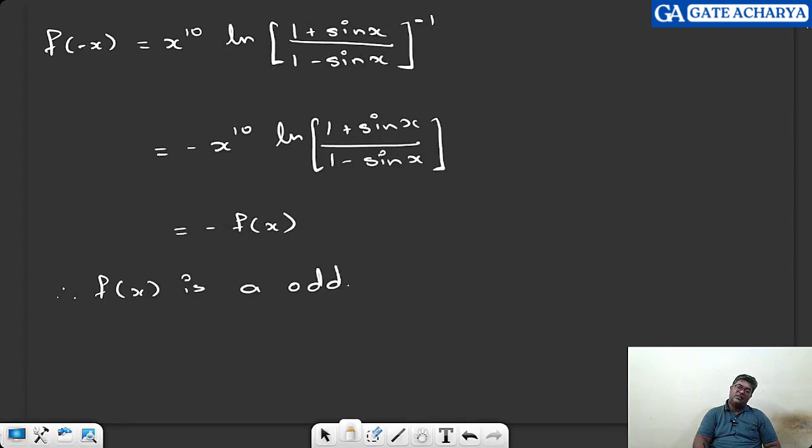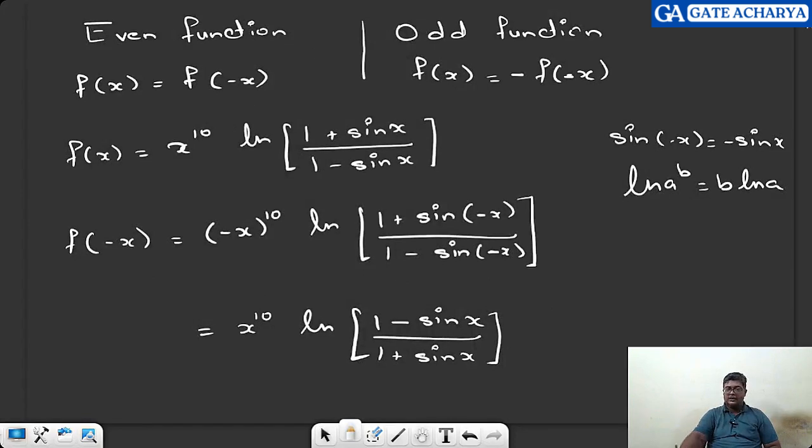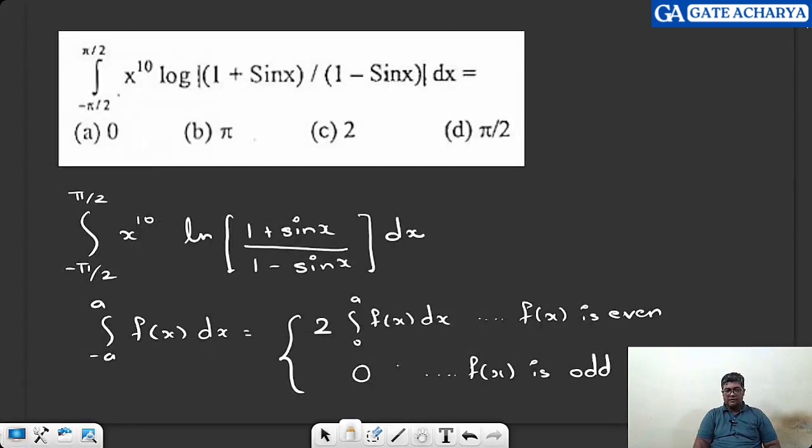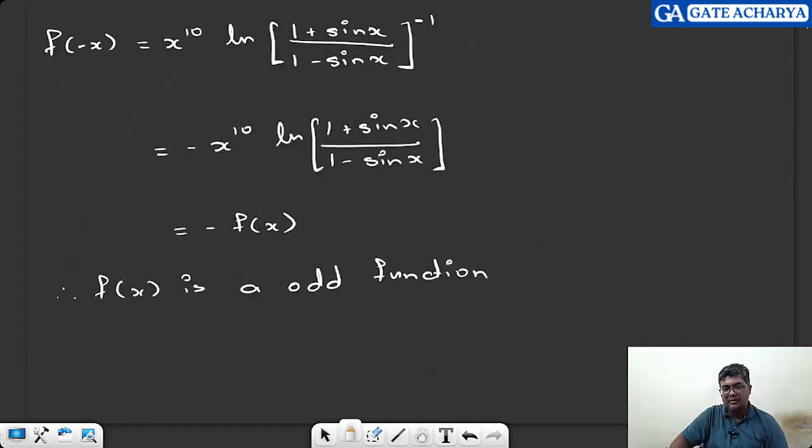Now, if it's an odd function, the answer is quite easy. Why is the answer easy? If you see the property, if it's an odd function, my answer is 0, right? That's it. Our answer is over.